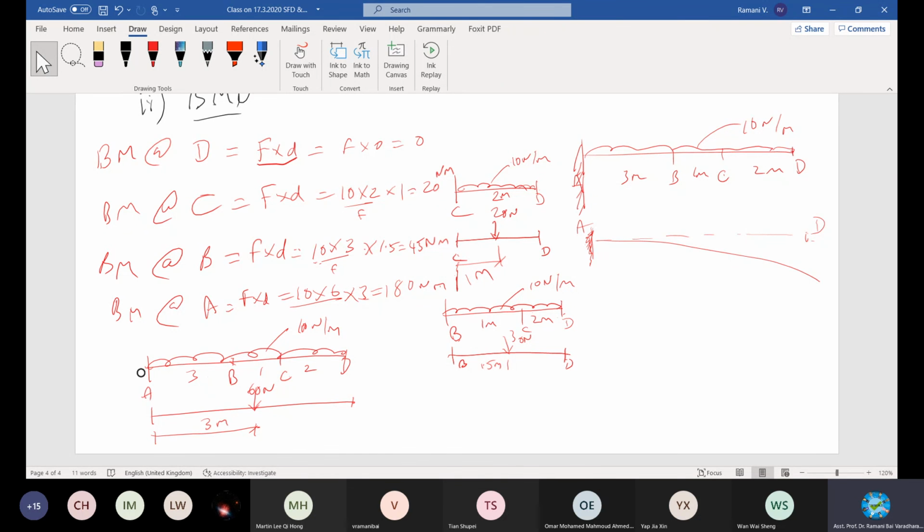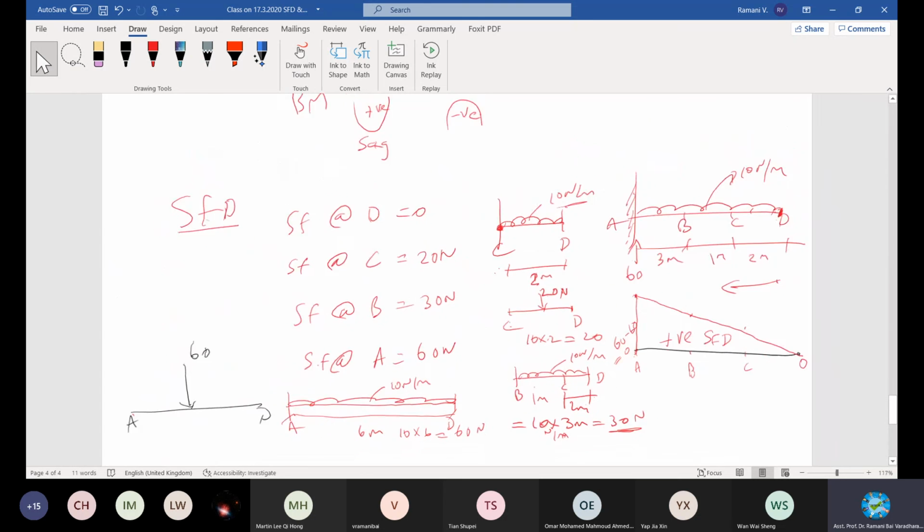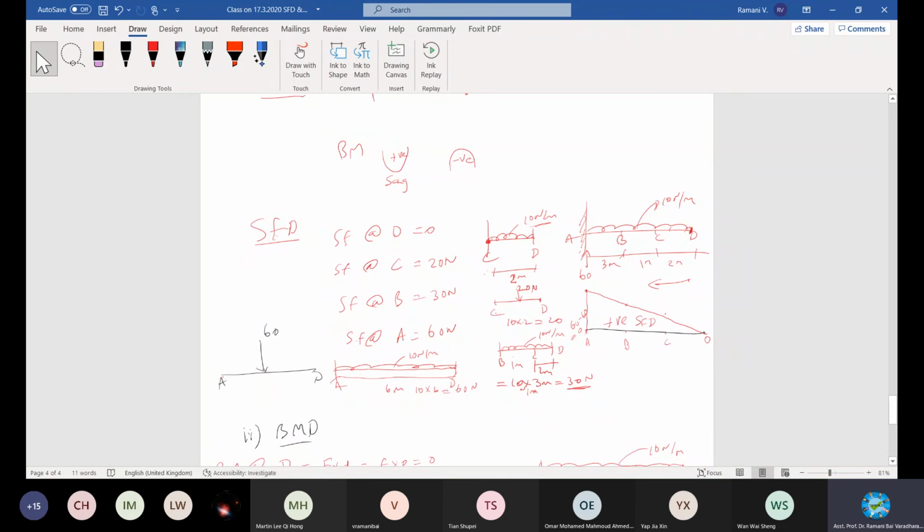Okay, I stop here. I'll continue the next class. It's not coming. One moment. Let me try. The line is coming. Oh, it's got. I think I drew bending moment diagram somewhere. Okay, we'll draw it now.